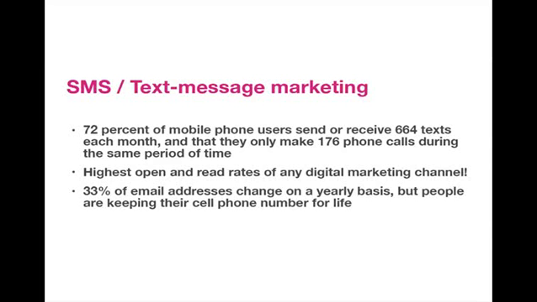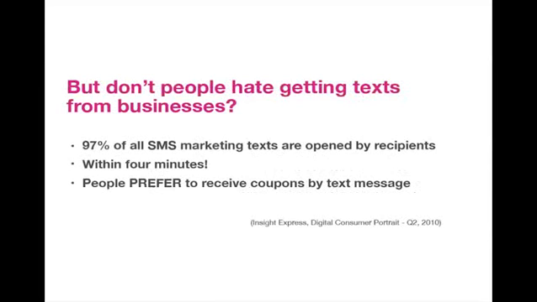And lastly, whereas people change their email addresses a lot, as they change jobs and things like that, 33% of people change their email address on a yearly basis. So if you have a list of email addresses, it gets bad pretty quickly. Whereas people keep their cell phone numbers for a long time. They often try and keep them for life so that they don't have to give out a new number to people, right? So if you build a list of phone numbers for SMS messaging, you'll oftentimes have that list for a long, long time and be able to reach those people for years to come.